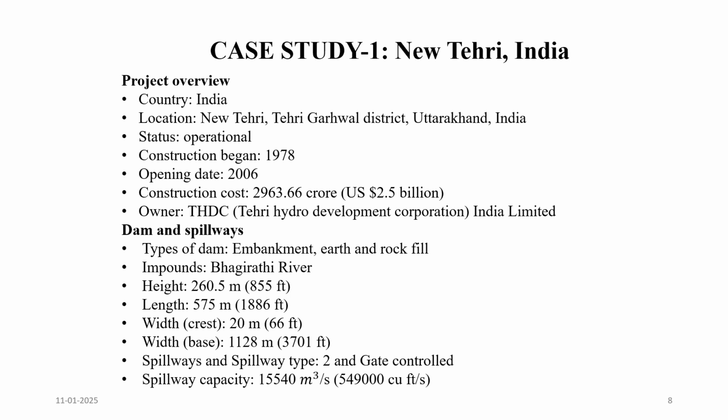Spillway and spillway types: 2 spillways and 2 gate controls. Spillway capacity 15540 meter cube per second and 549,000 cube feet per second. Now moving on to the next slide.